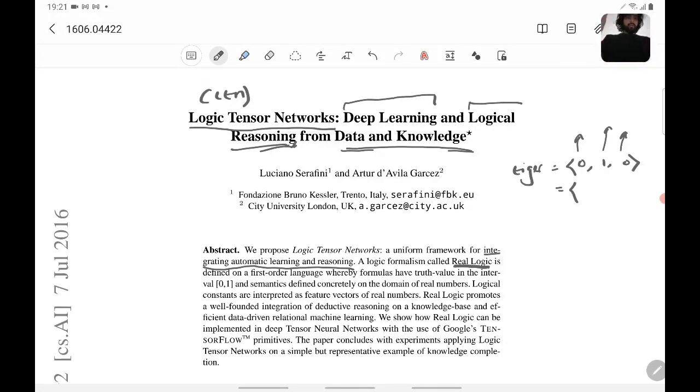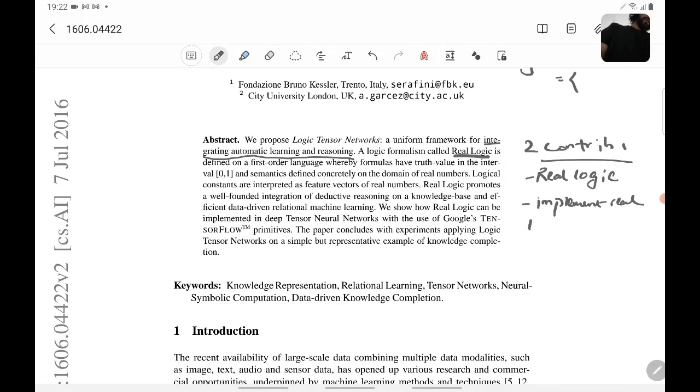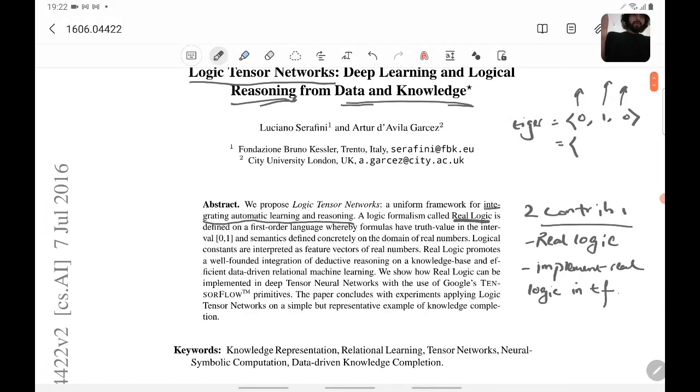Quickly going over the abstract, it says we propose logic tensor networks, a uniform framework for integrating automatic learning and reasoning. A logic formalism called real logic is defined on the first order logic, there's a truth value involved, and semantics defined concretely on the domain of real numbers. We show how real logic can be implemented. So the two contributions of the paper are real logic and implementing real logic in TF. The paper is written by Luciano Serafini and Arthur.